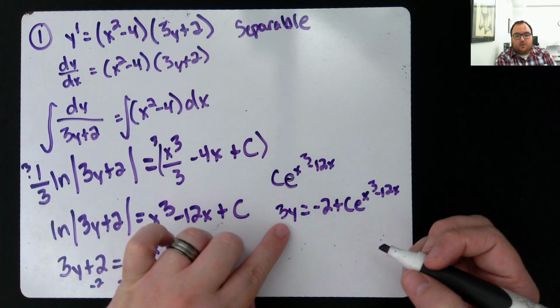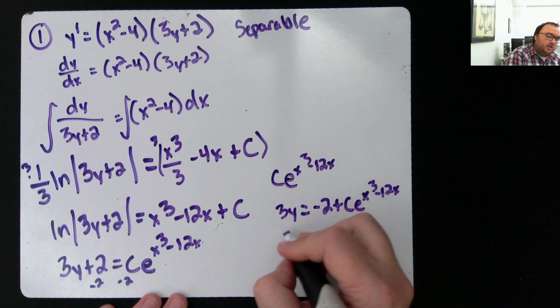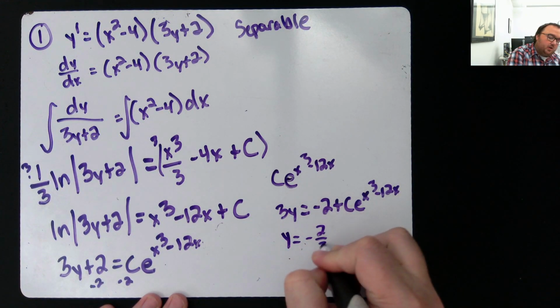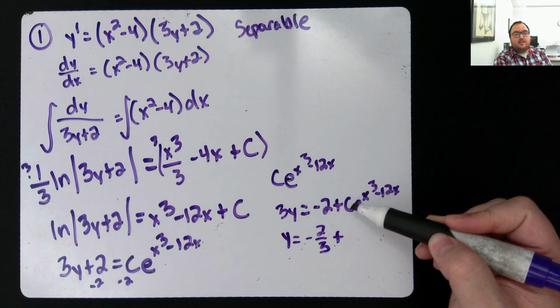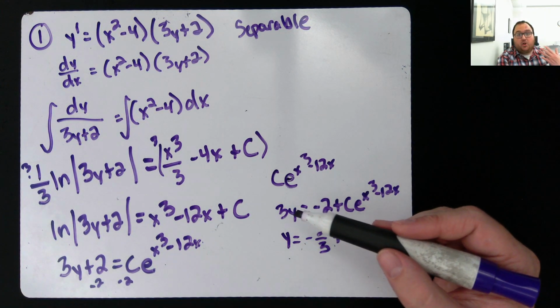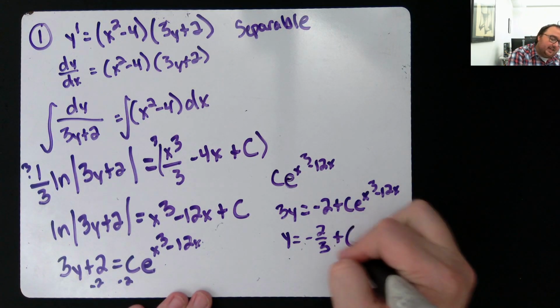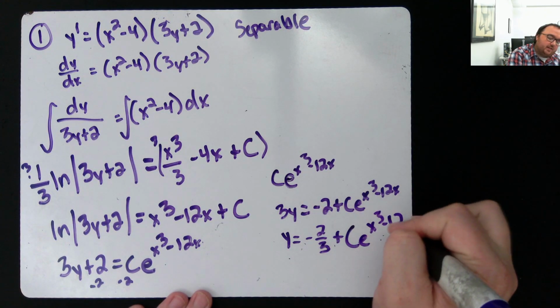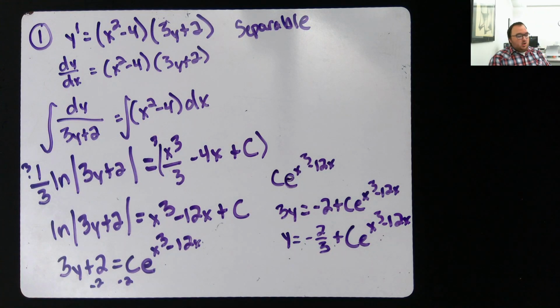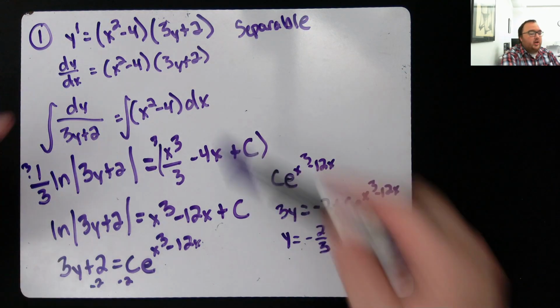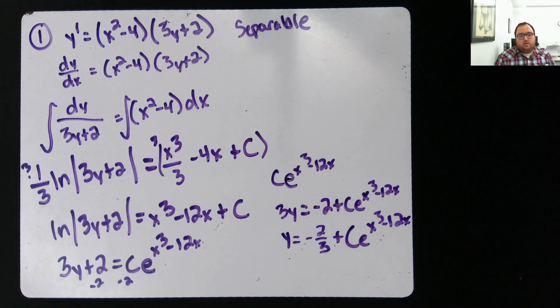Then lastly, I'm solving this for y. So divide it by 3. It's going to give me y equals negative 2/3 plus a constant divided by 3, which is still a constant. So I can just leave that as c, e to the x cubed minus 12x. This is another one of those things where it looks like it was hard, but truly, this is just using skills you already have to solve it for y. Of course, if it doesn't make sense, let me know. I will be happy to help you out.